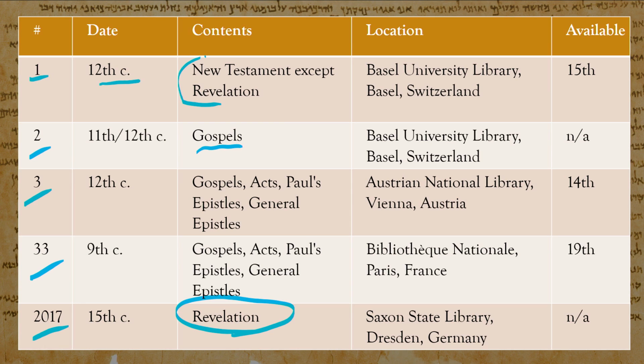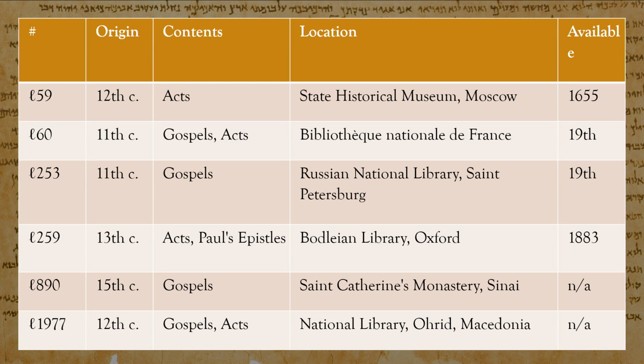And we also have some lectionaries just to look at here. Lectionary 59 is from the 12th century. It just has the book of Acts, and you can find it today in Moscow. Lectionary 253 has just the Gospels in it, and you can find it in St. Petersburg. Lectionary 259 has Acts and Paul's epistles, and you can find that in England at Oxford.